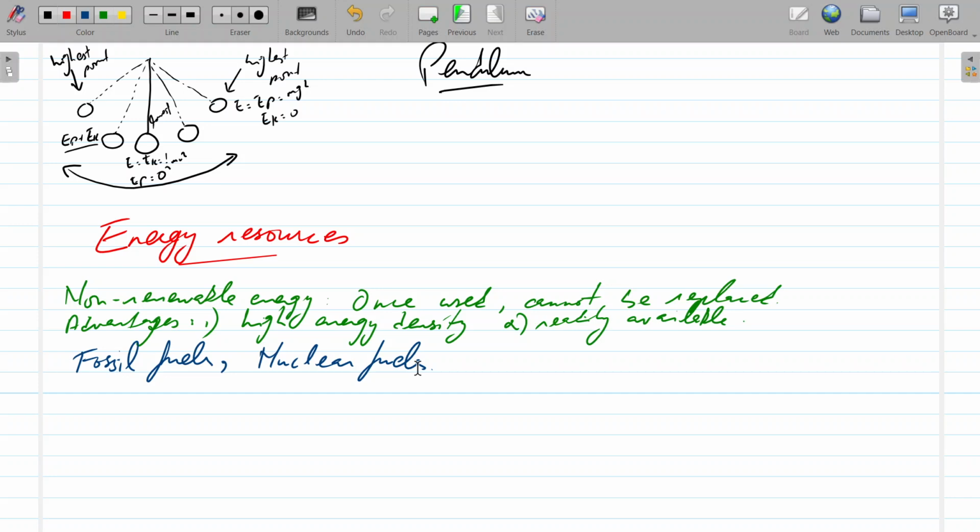Then they mention renewable energy sources. Renewable energy. These are the ones that are not exhausted, and are generally not polluting.